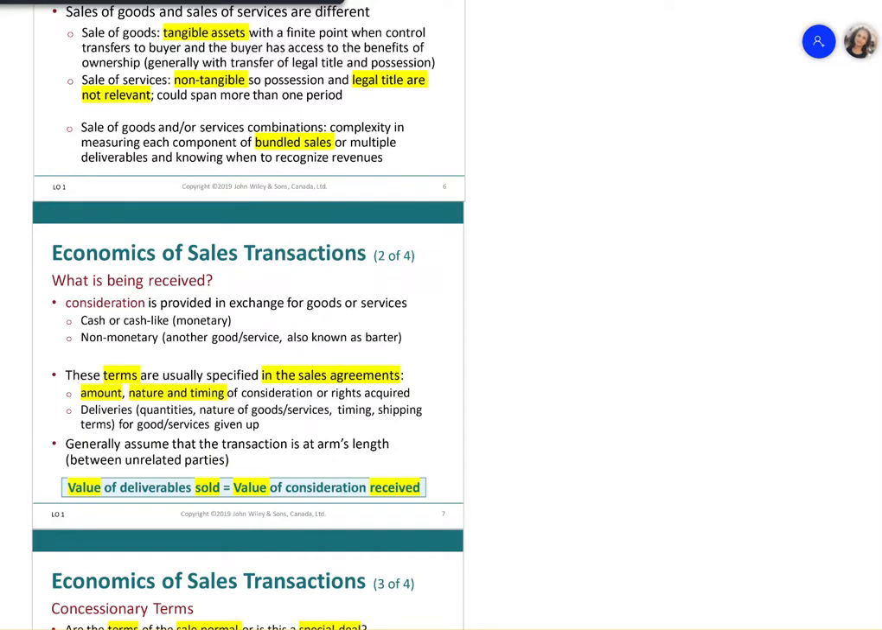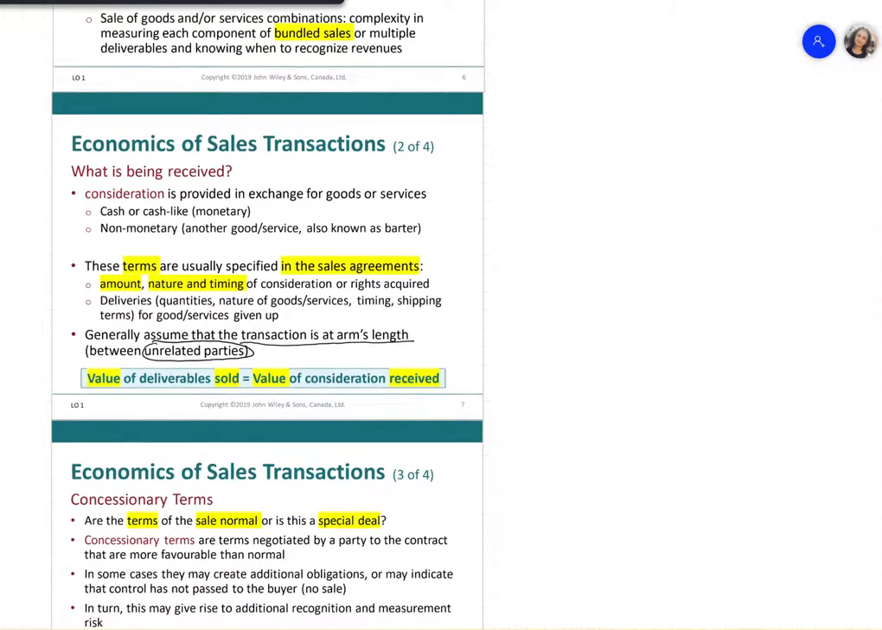Now, when you sell, we have to make sure the transaction is at arm's length. It is between unrelated parties. So now this makes more sense. The value we sold is equal to the value we received. So if you sell something, it will be equal to the value we're going to receive, whether monetary or non-monetary.